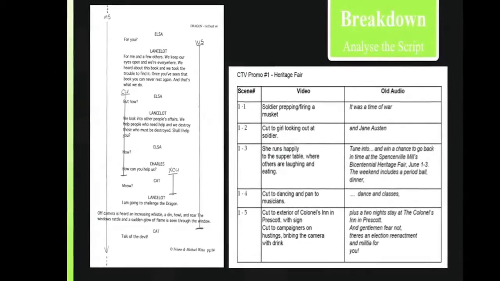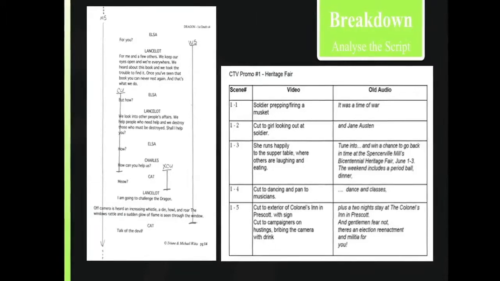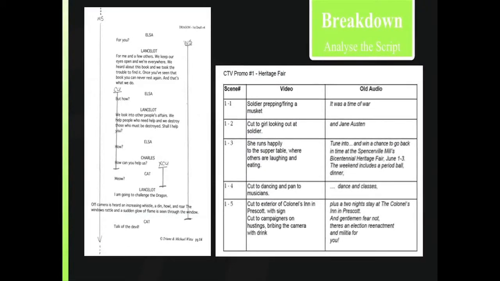And people say, well, what do I do? Well, it starts with Lancelot, and it ends with the sudden glow of flame seen through the window. And so Lancelot knows all that action. His last line is, I'm going to challenge the dragon, right? Then you say, okay, now we're going to do a close-up. So you get in tight on Elsa, and she only has to do this bit of dialogue. So you save a lot of time. You don't have to do the whole page in close-up, because you've already thought about it, and you've decided you only need to see her in close when she's saying these lines. So that's what you do, right?